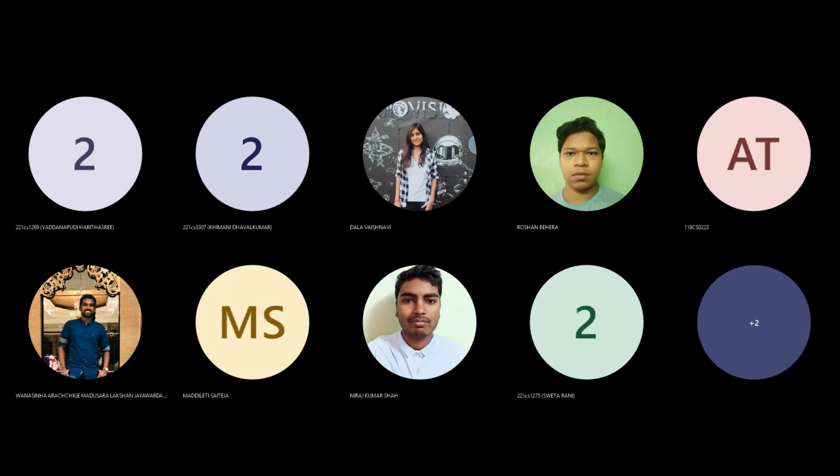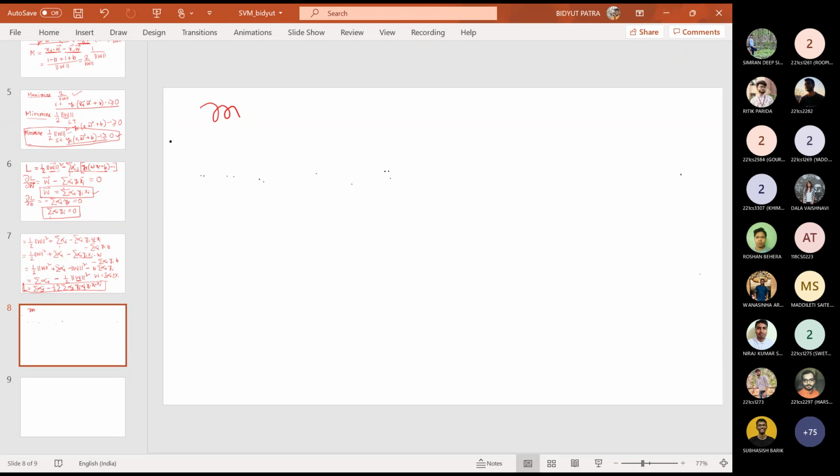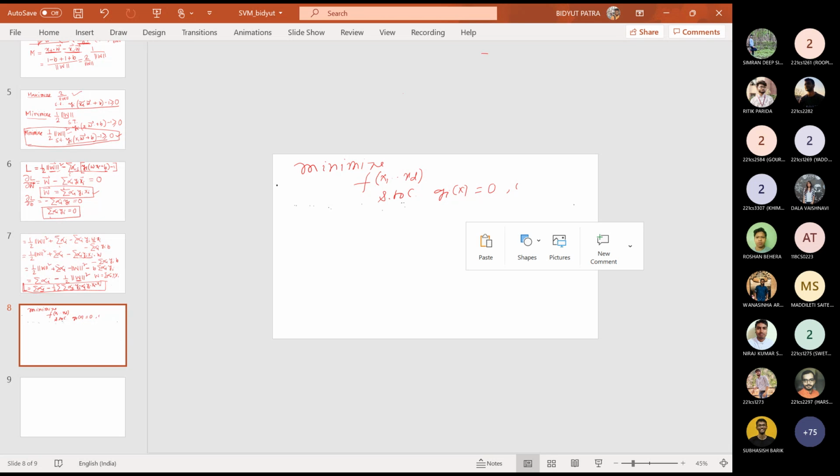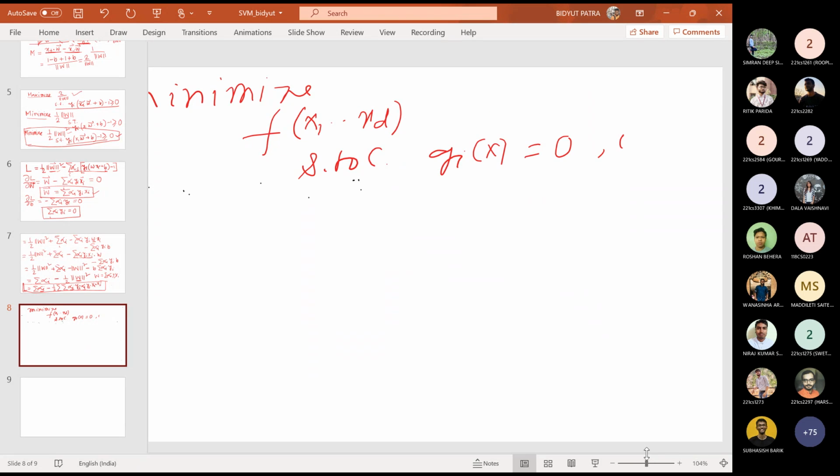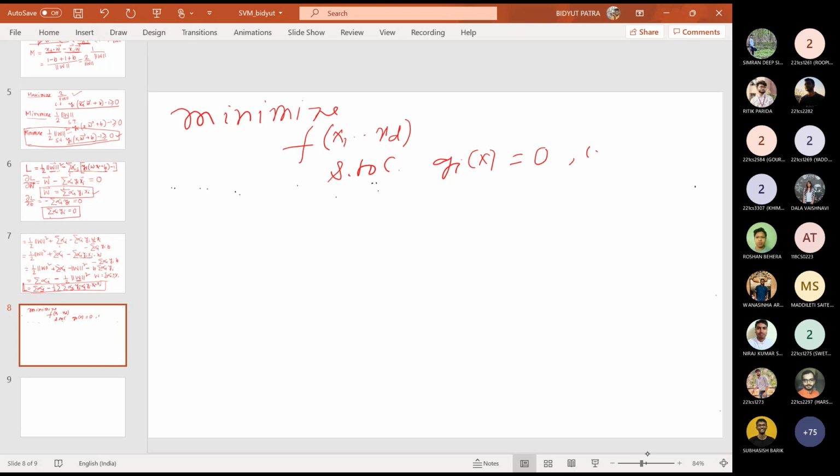Quality constraint, we said that we have to minimize a function f of x1 to xd, and then subject to the constraint g_i(x) equal to 0, for i equal to 1 to sample n.